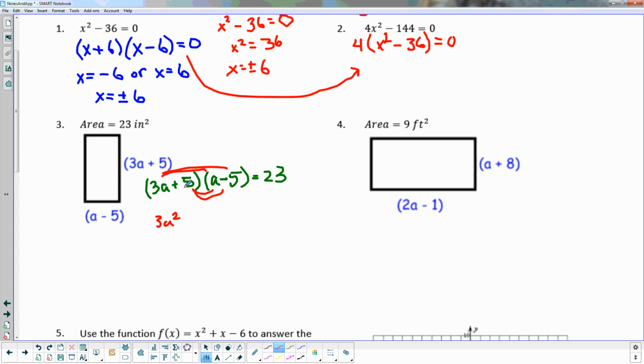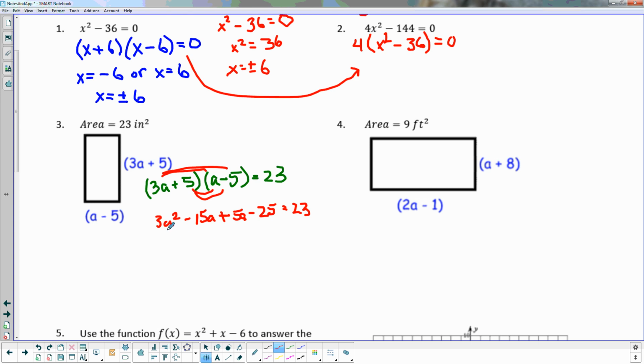I know that my outsides and my insides are going to be like terms, so let's just talk it through. 3 times negative 5 is negative 15, and 5 times, well, let's write it out, I guess. 3a times 5 is negative 15a. 5 times a is plus 5a. And 5 times negative 5 is negative 25. And that equals still positive 23.